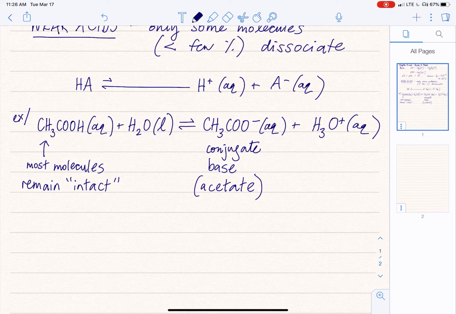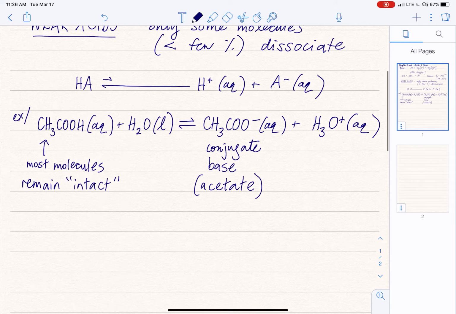So that -ate ending is basically what you get when you peel the proton off of something. So lactic acid, when it loses its proton, becomes lactate. Citric acid, when it loses its proton, becomes citrate. So acetic acid, when it loses its proton, becomes acetate. Okay, this, of course, is the conjugate acid of water, the hydronium ion.